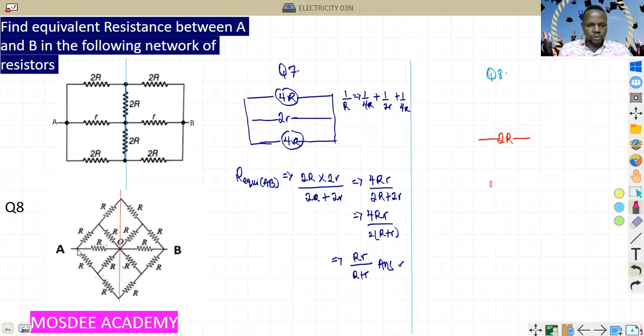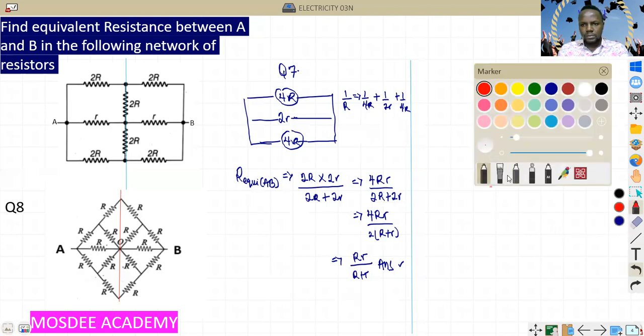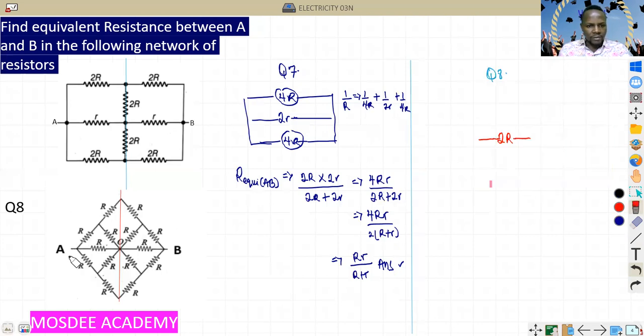Now, if I also want to connect current across A and B like this, let me show you something. So if we go like this, maybe we have a current flowing from this point like this. Then we have another one like this.